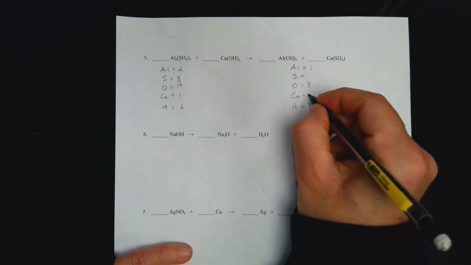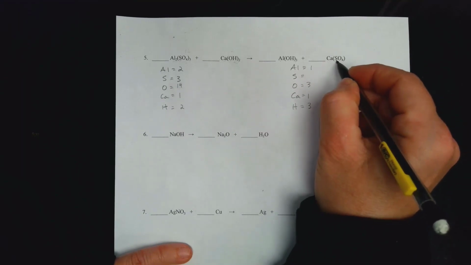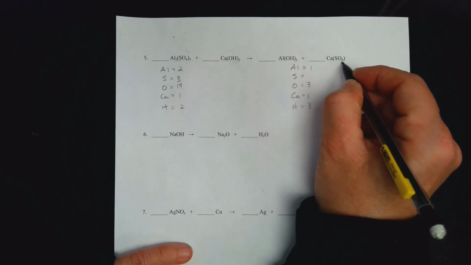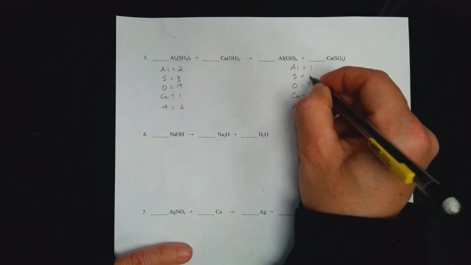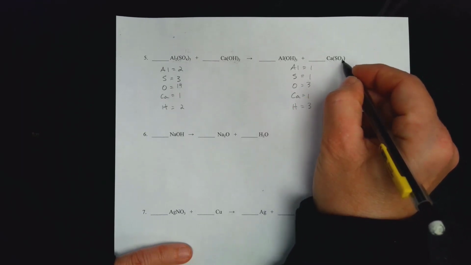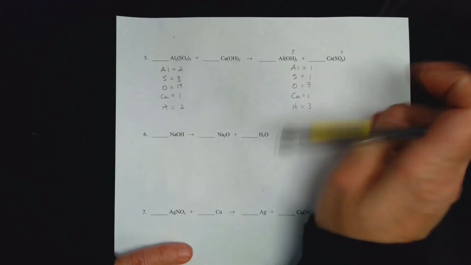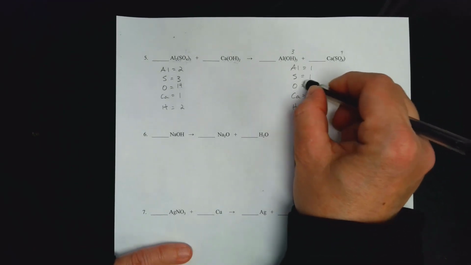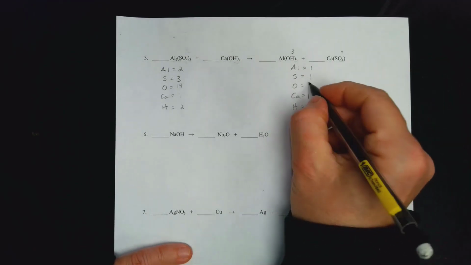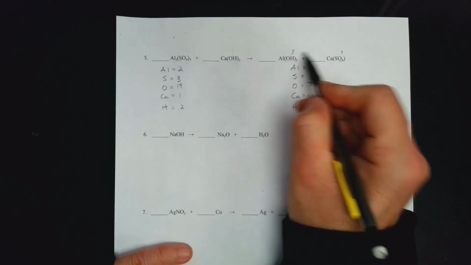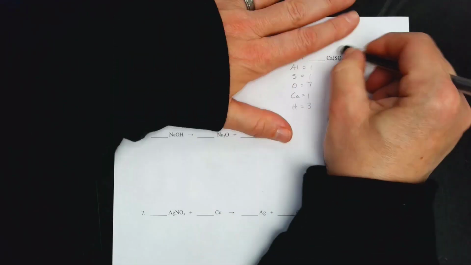Over here, I've got 1 calcium. I have sulfate here, which means I have an S inside this parentheses with no subscript, so I have 1. And I have 4 oxygens right here. Now remember, I had 3 oxygens here. I've got 4 oxygens over here, so this quantity of oxygens on the product side is actually going to be 7 because I took 3 plus 4, which equals 7.